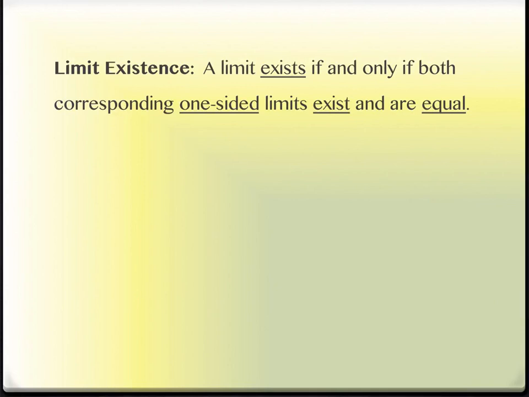Am I good to go to the next one? Yeah? Okay. So we actually would say that a limit exists if the one-sided limits from the left and the right are equal. So if you come from the right side and you come from the left side and you arrive at the same location, then the limit exists.